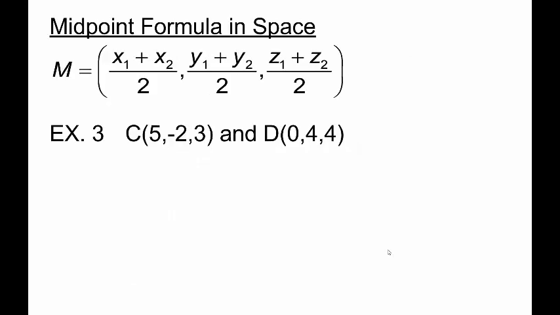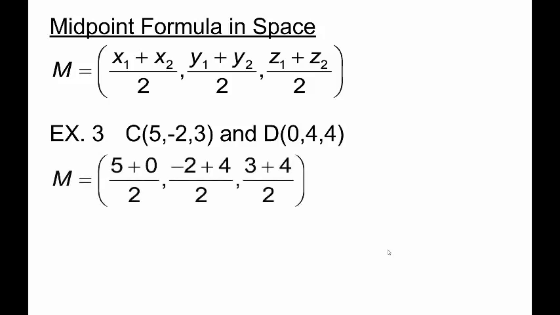Okay, so now we're going to look at the midpoint formula in space. Again, it looks a lot like the previous midpoint formula. And remember, midpoint is just an average. We've got 2 points floating out in space, and we're trying to find out what's halfway between them. So you always just add the components and divide by 2. So we have C is located at 5, -2, 3, and D is located at 0, 4, 4.